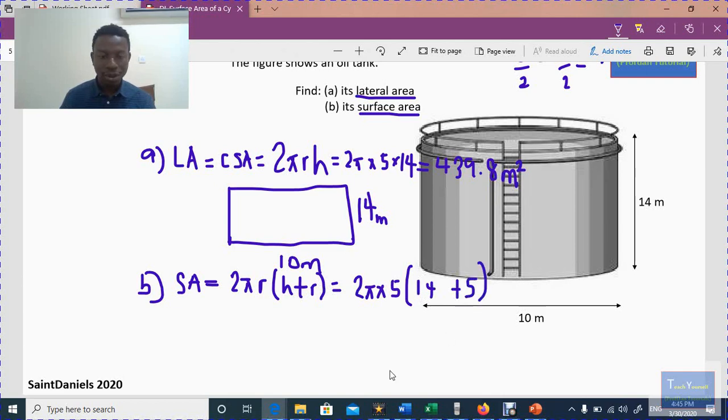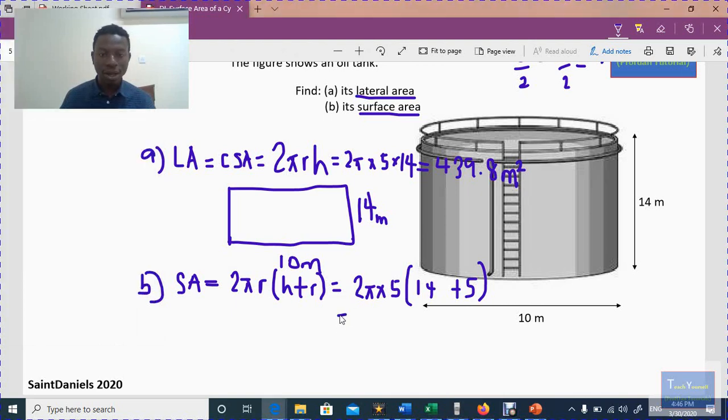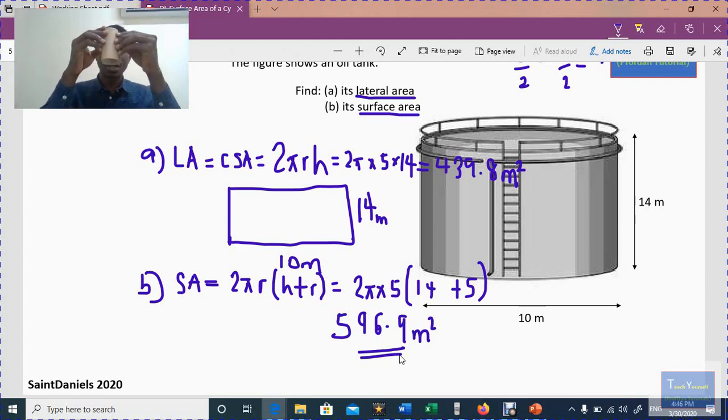If you use your calculator for this, you have 2 pi times 5, into bracket 14 plus 5, and that gives us 190 pi, which is 596.9 meters squared as the total surface area of the cylinder.